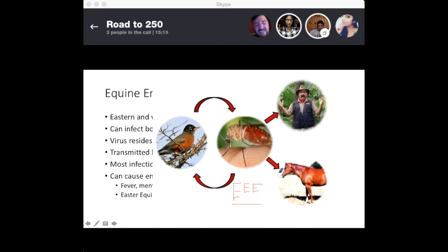And so this is just a quick picture to show you that it's usually between mosquitoes and birds. It keeps going back and forth, and then we're just additional targets essentially, like a little bridge.